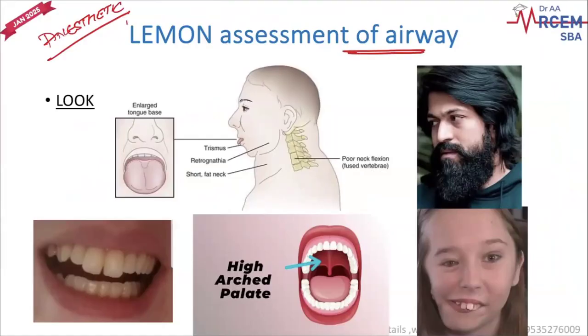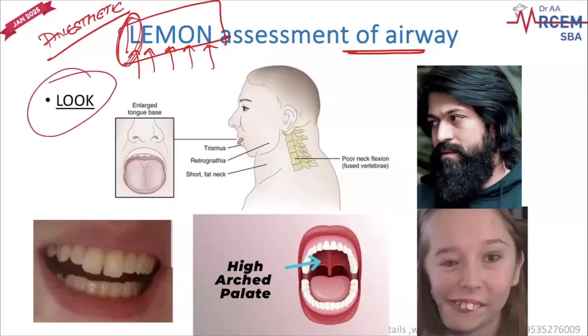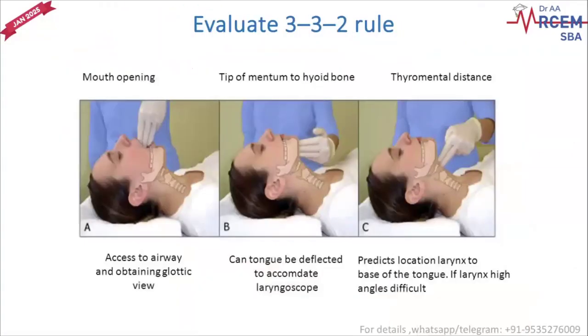Airway assessment is done according to the mnemonic known as LEMON, where L stands for look, E stands for evaluate, M stands for Mallampati score, O stands for obstruction, N stands for neck mobility. The first thing we are seeing is the L, the look. What are you looking out for? Look out for any facial hair, any facial asymmetry, any high arched palate. The teeth, especially the incisor teeth, being larger than what you're expecting. Large tongue, macroglossia, that you're suspecting. Short and thick neck. These are the things you're looking out for.